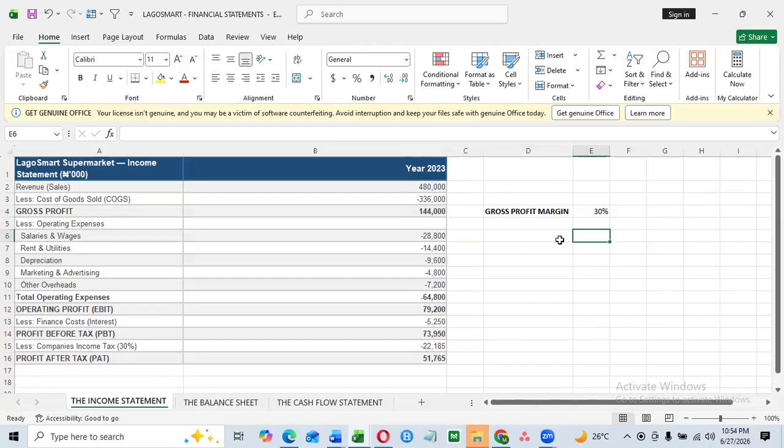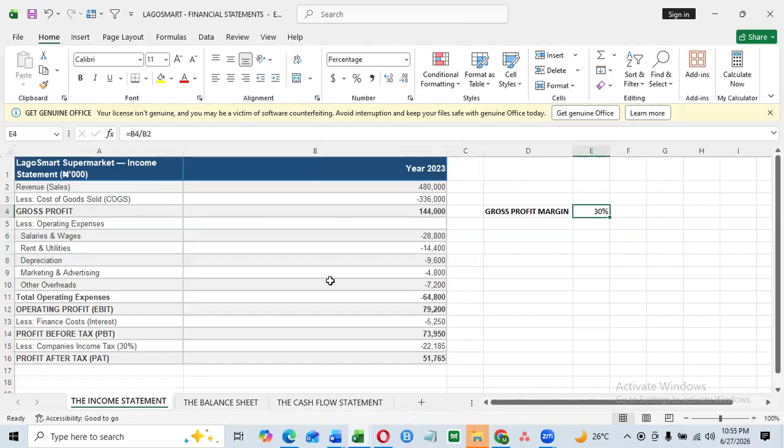Meaning for every 100 naira of sales, 30 naira is gross profit. I hope you understand. That's what this 30% gross profit margin means. That for every 100 naira of sales, 30 naira is what? Gross profit.